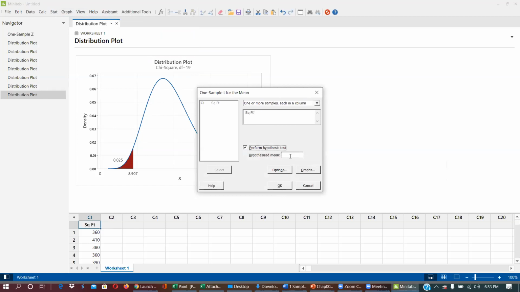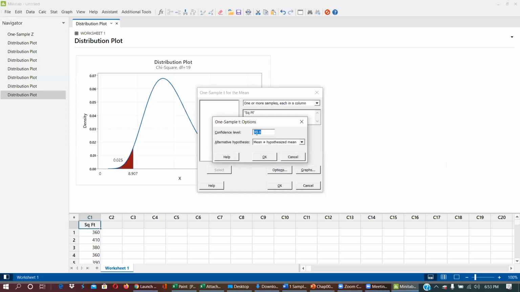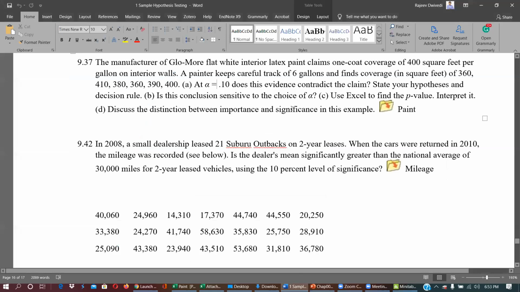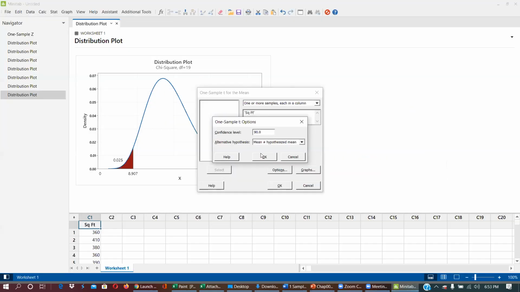Perform hypothesis testing. What does it say? What is the value he is claiming? 400, I think. Yes. Now, at what level? It is asking 90%, I believe, if I check it. Yes, 90%, because 10% significance level. And let's go here. Now this question comes. What do you say? Is it this, this, or this? Which option? This has to be the alternative hypothesis.